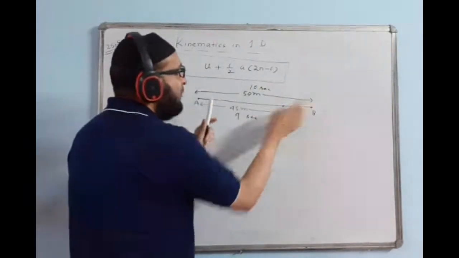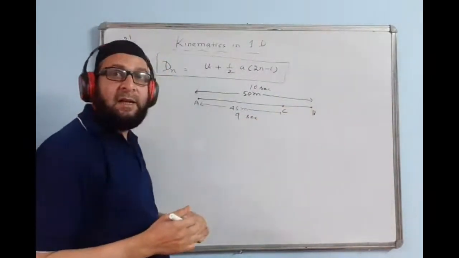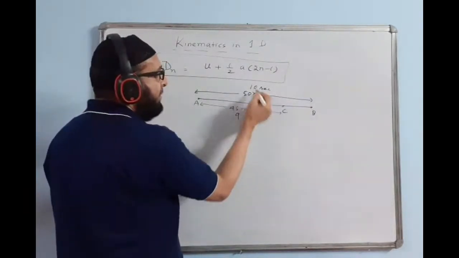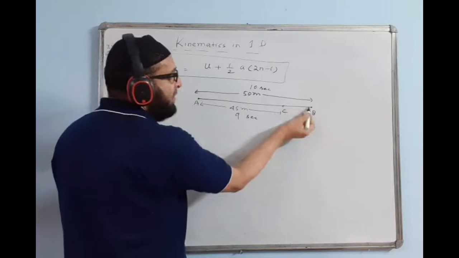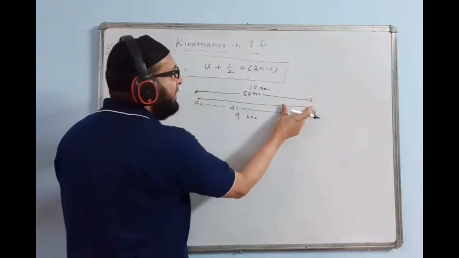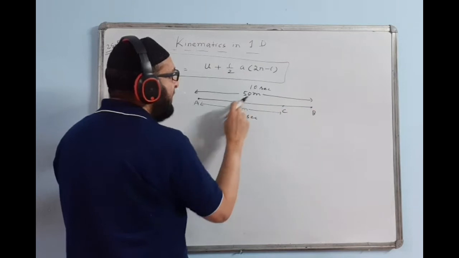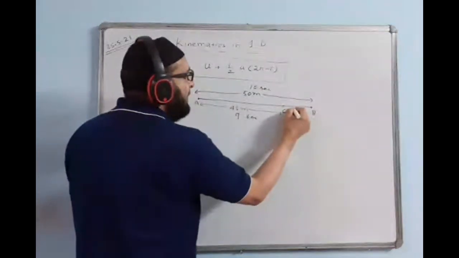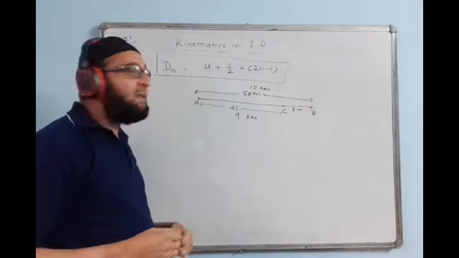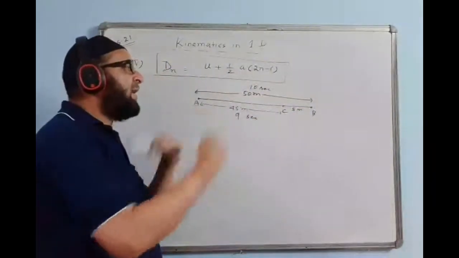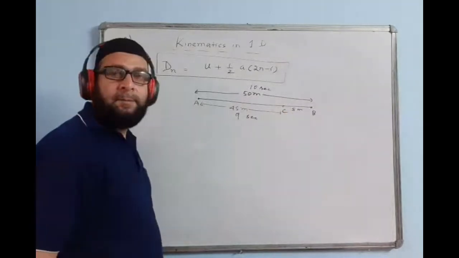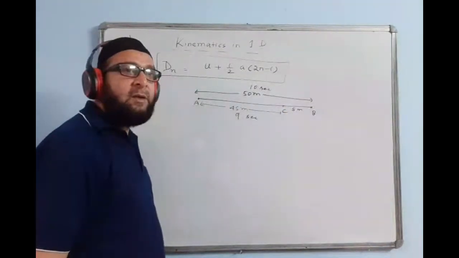What is the distance covered by the body in the 10th second? The 10th second will start from here on, from here. That means the distance covered by the body in the 10th second of the time is this minus this. 50 minus 45, that means the answer is 5 meters. You can say the distance covered by the body in the 10th second of the time is 5 meters. So this is the idea used.